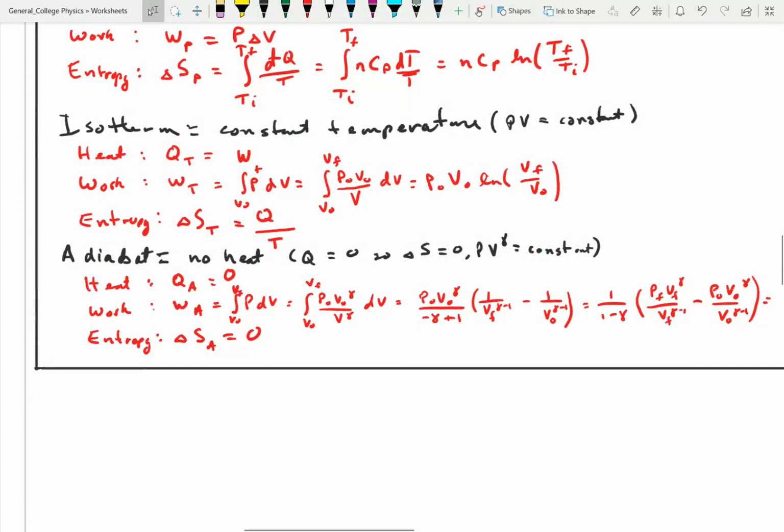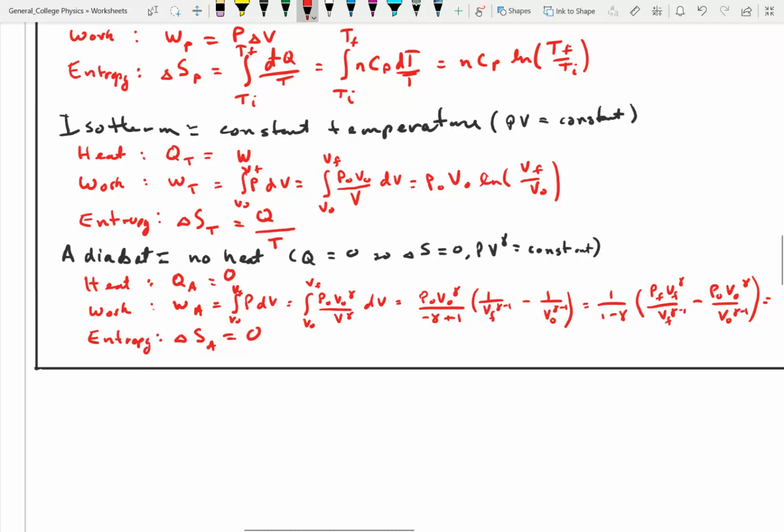Isotherm means constant temperature, so pressure times volume is constant. And in this case, the heat is equal to the work. Where does that come from? That is simply coming from the first law of thermodynamics. It says energy can't be created or destroyed. So delta U is equal to Q minus W.